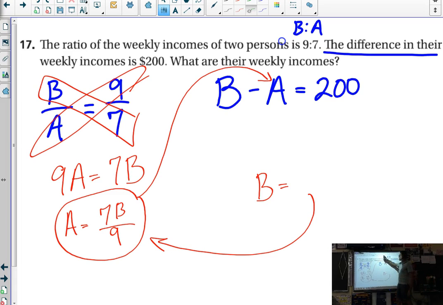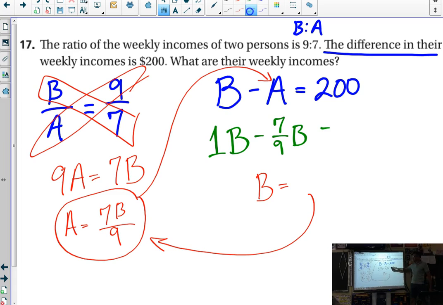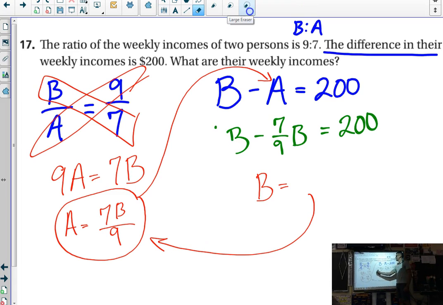So remember, I'll give you one more step in the right direction. This is 1b minus 7/9 b. What's another way that I could write 1b? How many thirds does it take to make a whole? How many fifths does it take to make a whole? So how many ninths does it take to make a whole? Your life will be easier if you think about it like that.